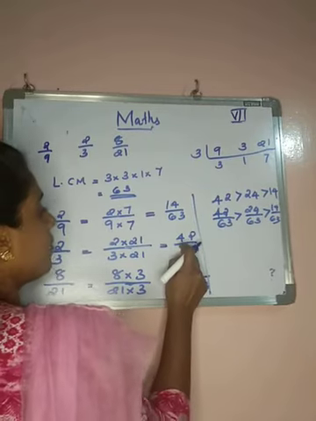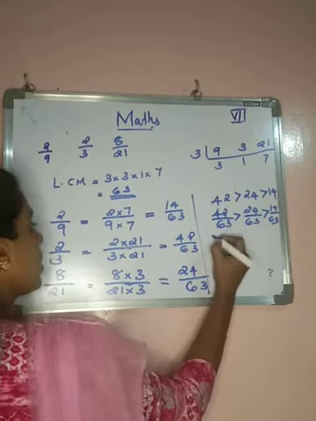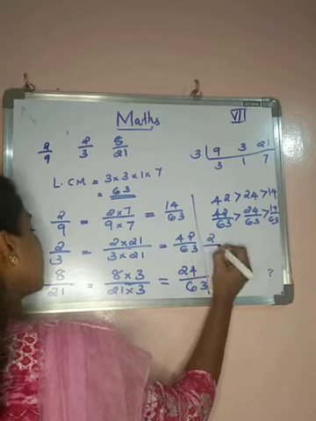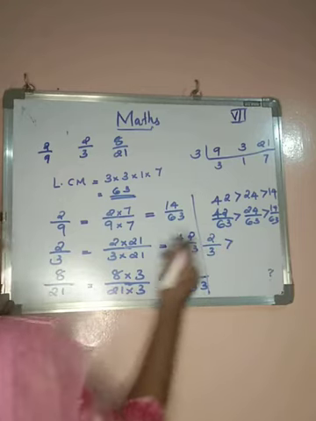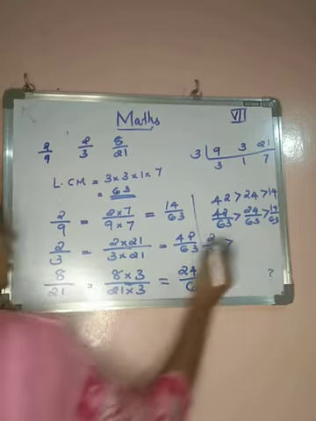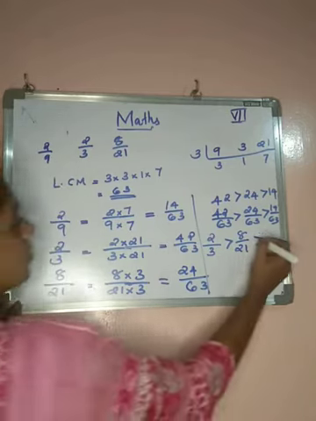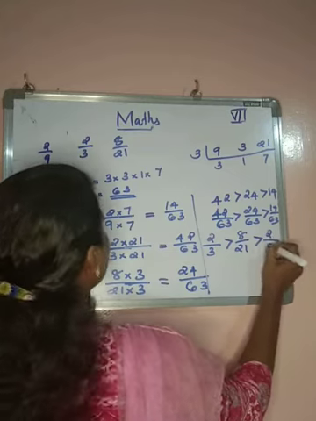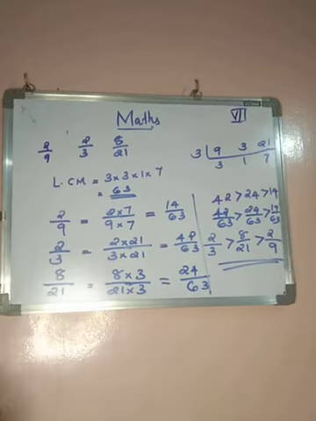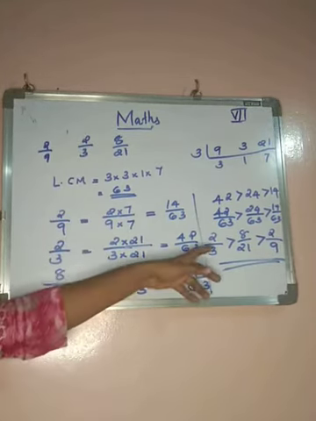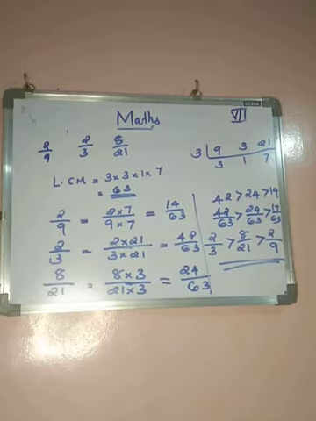The original fractions are 2 by 3, greater than 24 by 63 which is 8 by 21, greater than 2 by 9. These are in descending order.